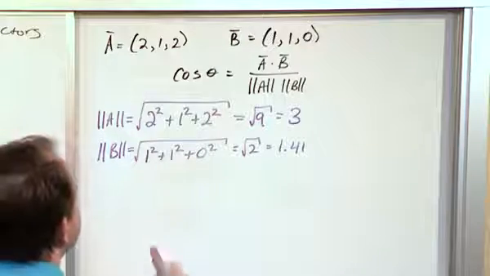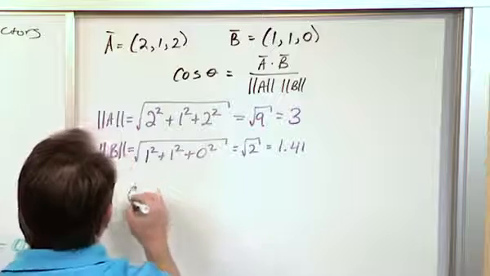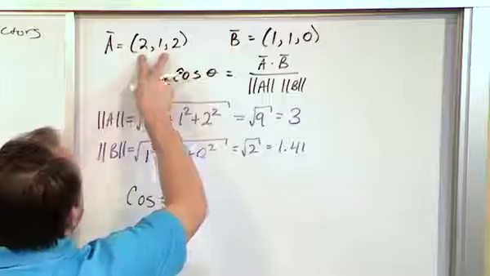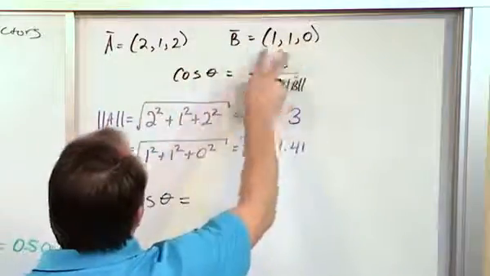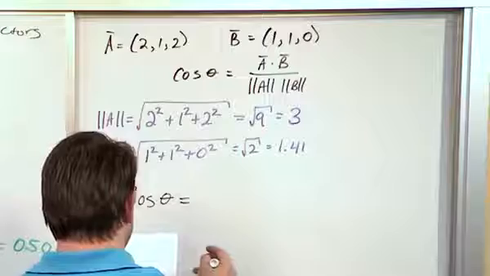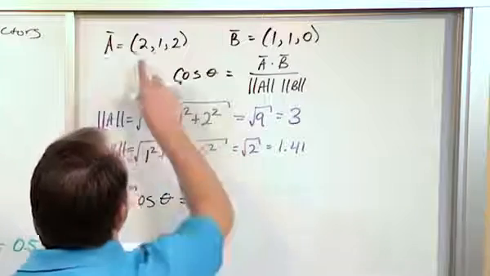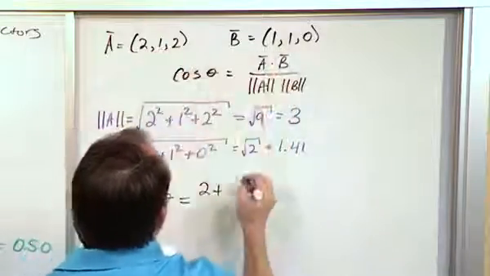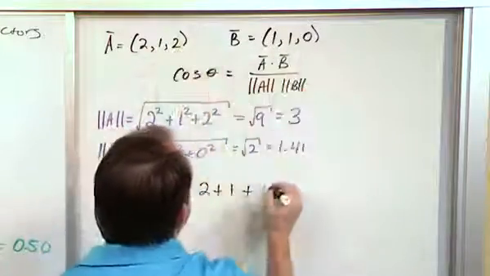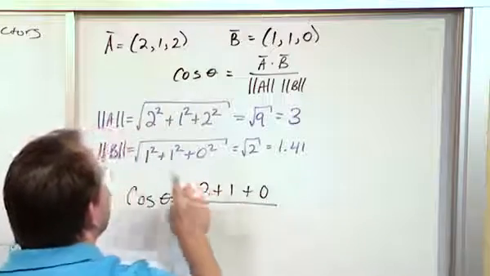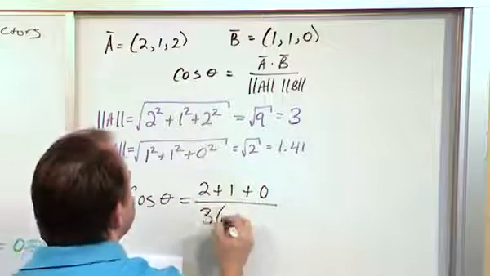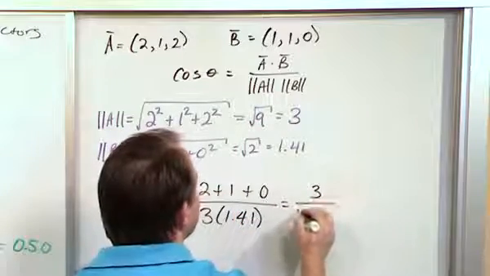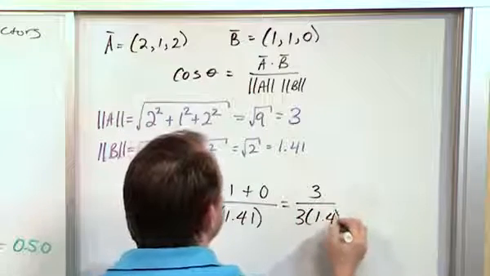So now we can plug what we know into this guy. Cosine of theta is equal to A dot B. Now we're in a position to directly calculate A dot B because we have the components right here. So on the top we're going to have A dot B, which is going to be 2 times 1 is 2. 1 times 1 is 1. 2 times 0 is 0. That's what goes in the numerator. This is the dot product of those vectors. On the bottom we'll have 3 times 1.41. So on the top we will have 3 over 3 times 1.41.